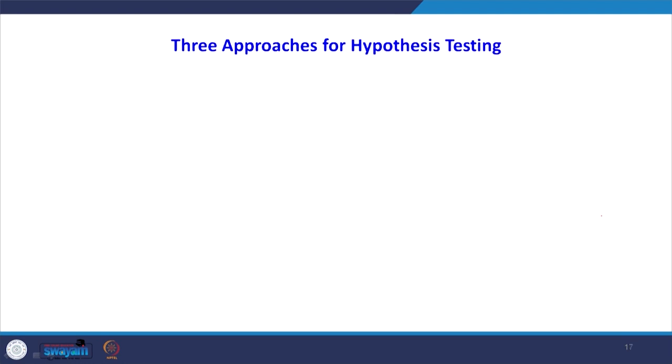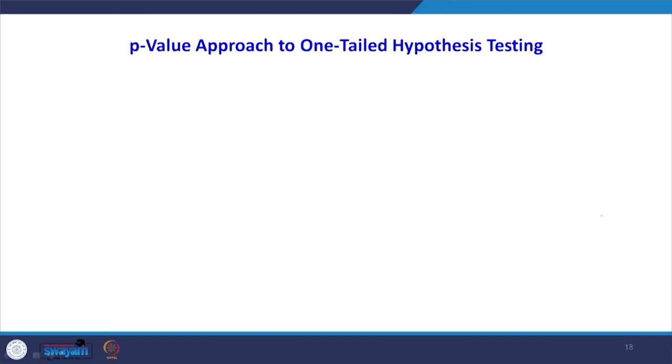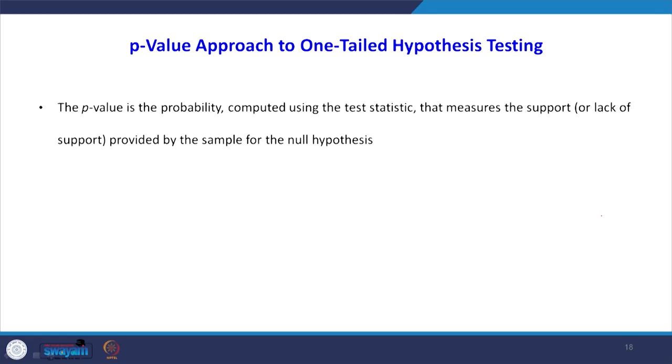There are three approaches for hypothesis testing. The first approach is the p-value approach; most statistical packages follow this method. The second method is the critical value method. The third one is the confidence interval method, which is mostly used for two-tailed tests. First we will go for the p-value approach, that is, one-tailed hypothesis testing.